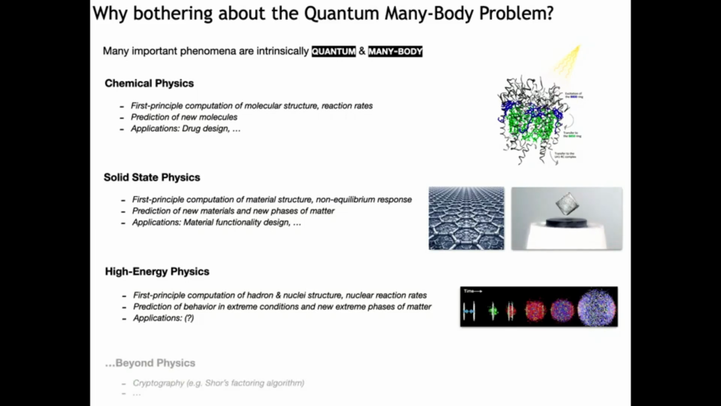Okay, and here I listed some problems coming from the natural sciences, but actually there are more reasons coming from outside the natural sciences to believe that solving the quantum many-body problem is useful. One famous example is Shor's factoring algorithm, which has, as you probably know, very important consequences in cryptography, so in everyday life, actually. Okay, so there are several reasons why this problem is more than interesting, both inside science and outside of science.